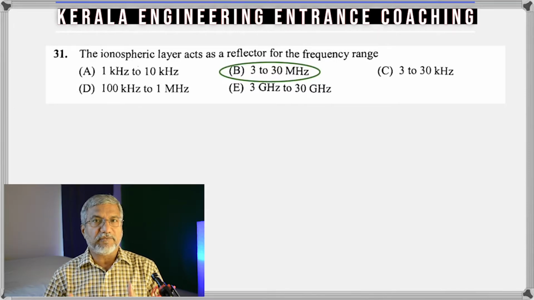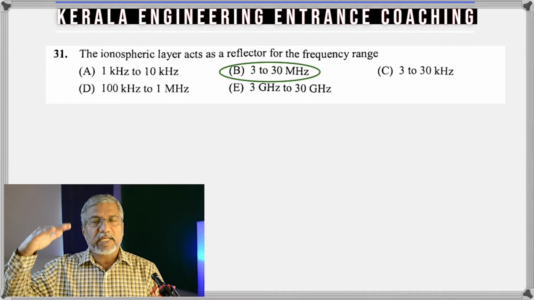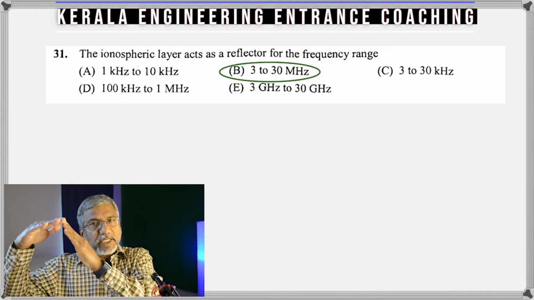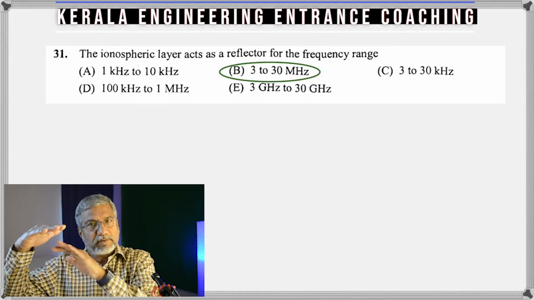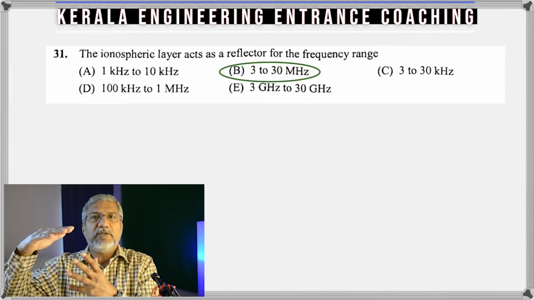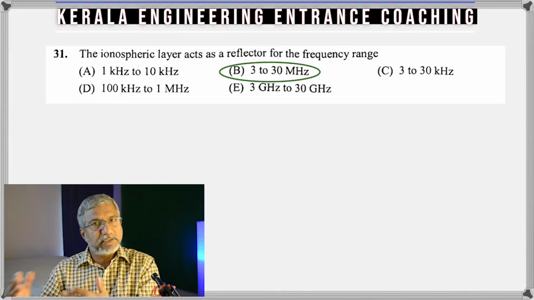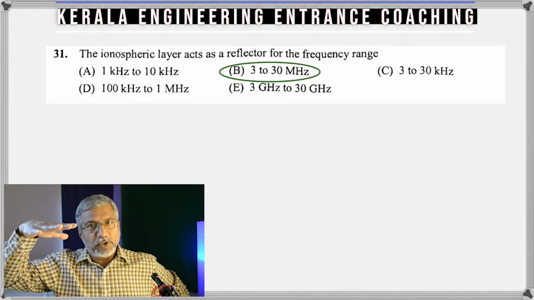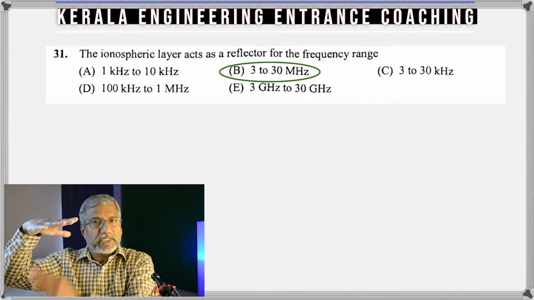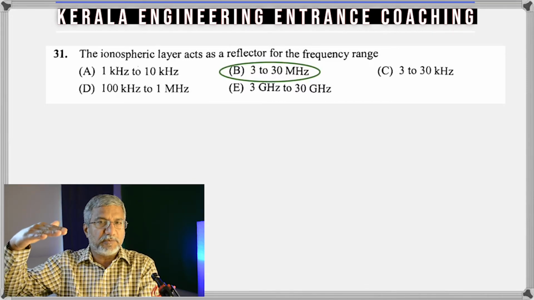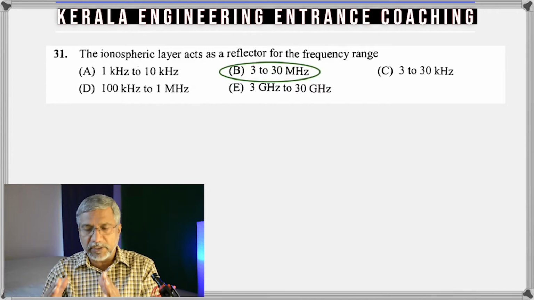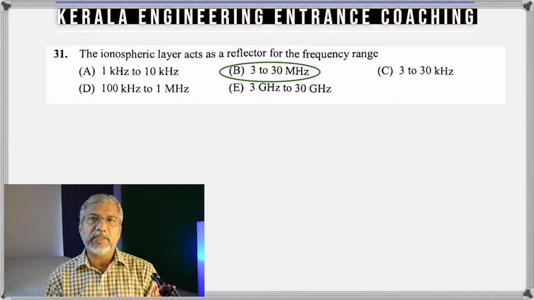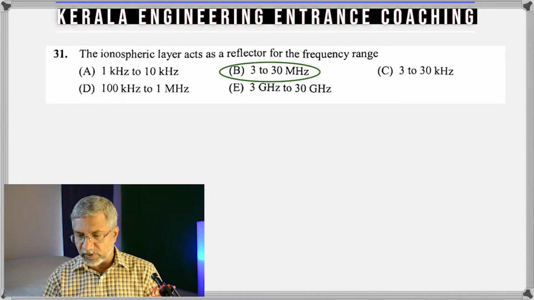The next question, the ionospheric layer acts as a reflector for the frequency range. Okay, this is information that we need to know. The ionosphere acts as a reflector. So when you send the radio waves from the Earth, it hits the layer and is reflected back to the Earth. So that's how radio broadcasting was done before the satellite age. It's still being used. But instead of the ionosphere, now you have a satellite which will pick up any frequency and broadcast it. But when we use the ionosphere, it's only this particular range of frequencies that are reflected, which is 3 to 30 megahertz. So we need to know that.